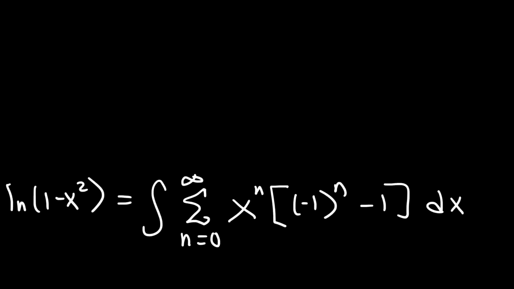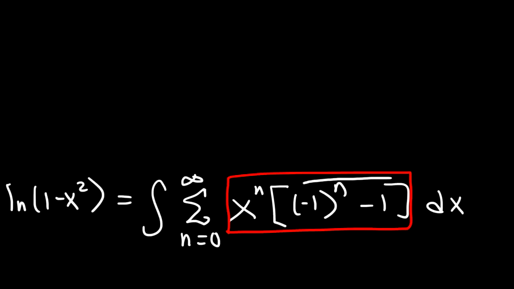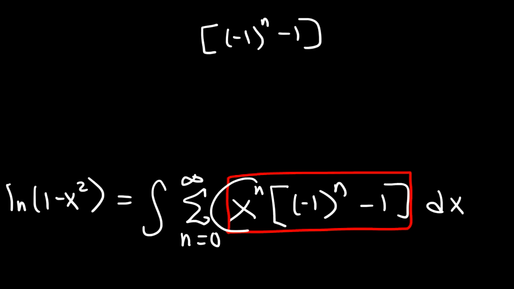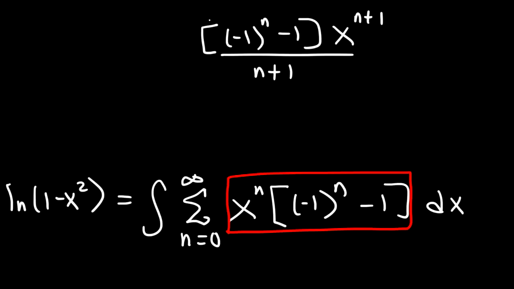So what is the antiderivative of this expression? Now keep in mind, n is a constant, x is the variable. So this whole thing is a constant. Let's rewrite the constant first. So that's negative 1 to the n minus 1, and then let's integrate x to the n using the power rule. So that's going to be x to the n plus 1 divided by n plus 1. And so this is going to be the series from 0 to infinity. And we need to add the constant of integration plus c.